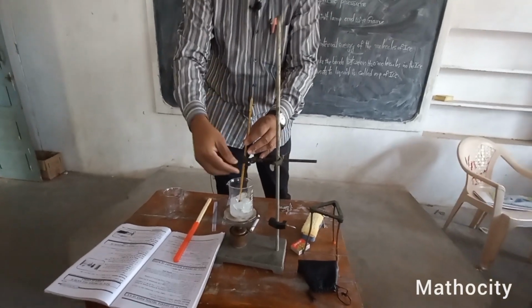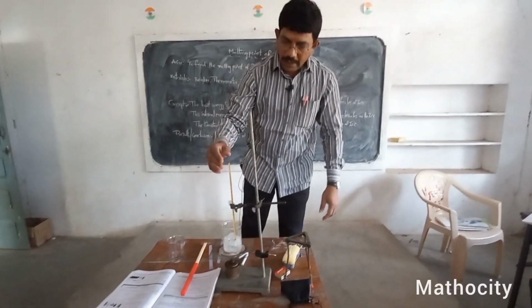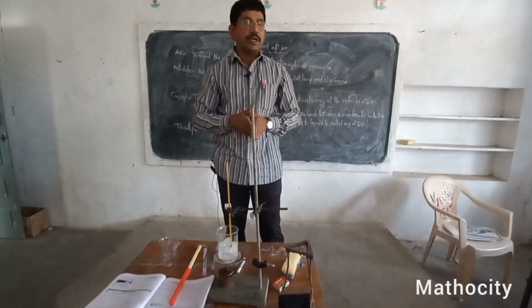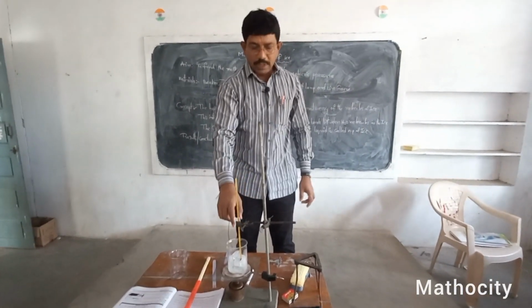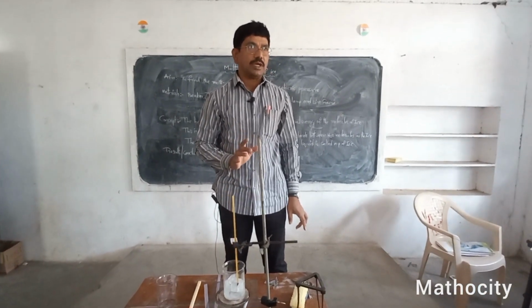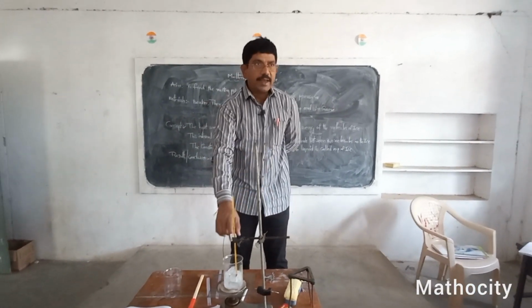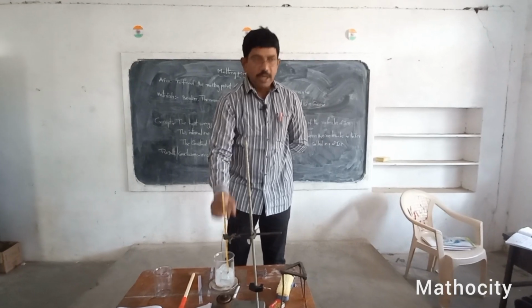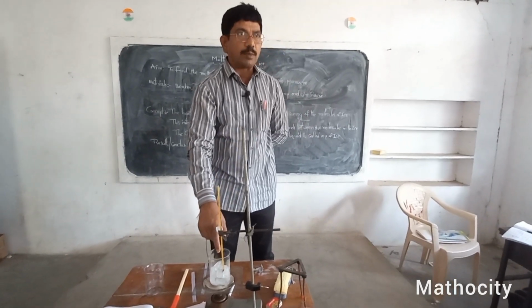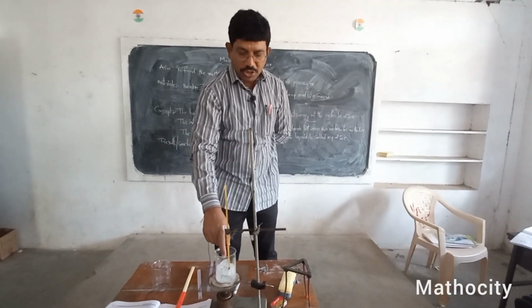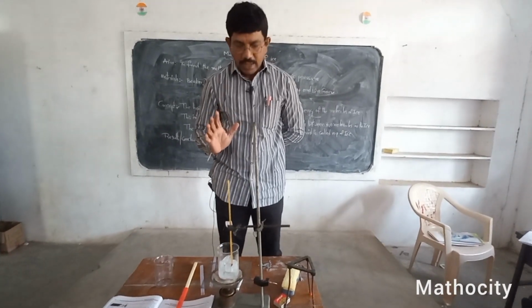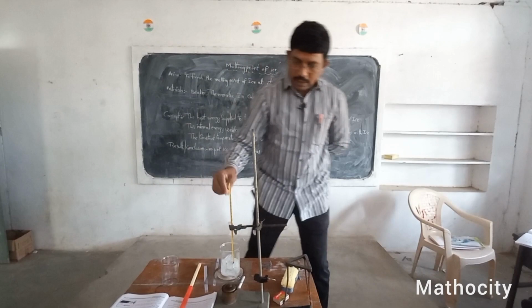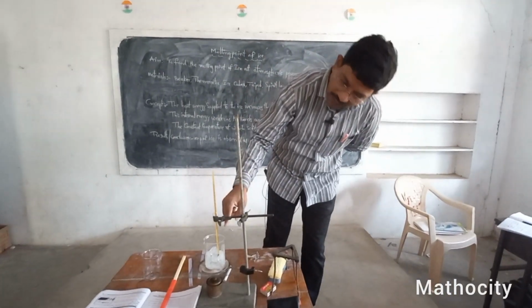Give some paper because it is not holding. I have taken the laboratory thermometer and inserted it inside the ice cubes. How did I arrange this thermometer? The bulb of the thermometer should always be in contact with the ice cubes. Now, note down the temperature of the ice cubes.